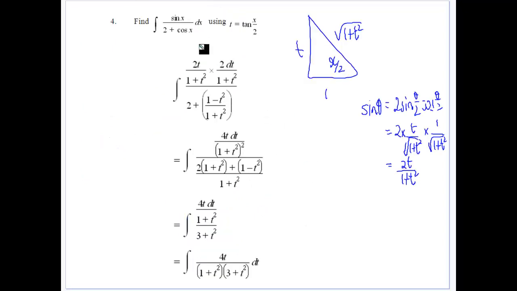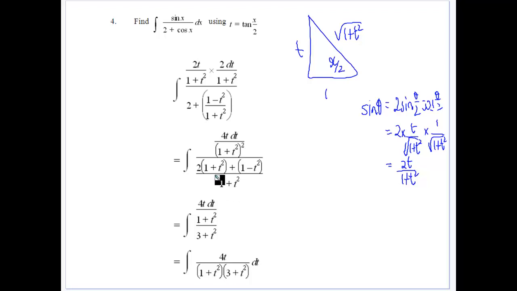But that's where it starts to come into play. So this time we've got sine of x on 2 plus cos of x, using t equals tan of x on 2. So again, we can get our dt, it's the 2 dt over 1 plus t squared. Sine of x is 2t over 1 plus t squared. Cos of x is 1 minus t squared on 1 plus t squared. So we start to clean it up. We get a common denominator here.